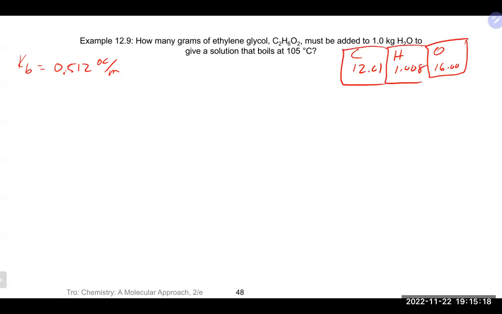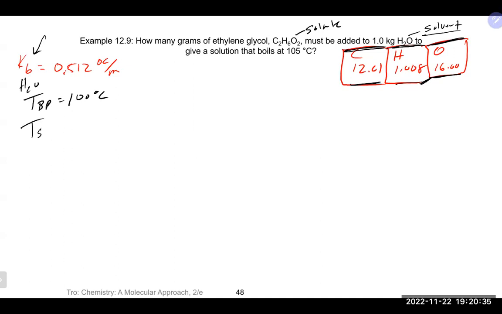So here we have some boiling point information. Okay, let's take a look. We want to know how many grams of ethylene glycol, which is our solute here, going to be added to water, which is our solvent. That is, again, how we know we should look up the KB there for water. We also know that water, which is the solvent here, has a boiling point of 100 degrees Celsius, a normal situation. In this case, we actually have a solution that boils at 105 degrees temperature.